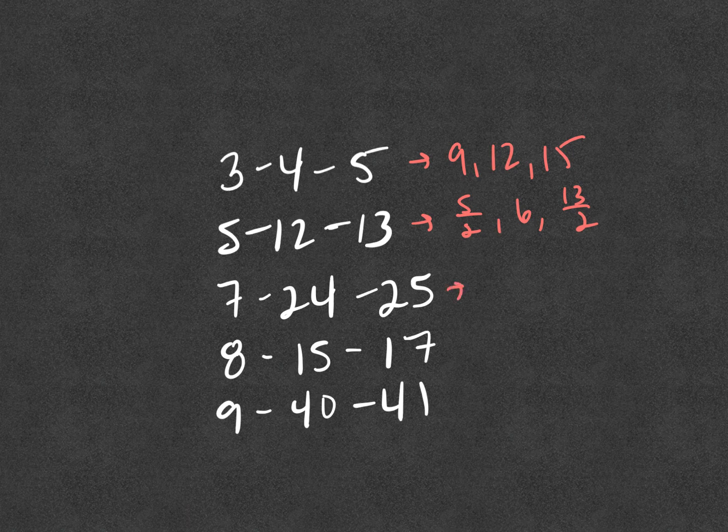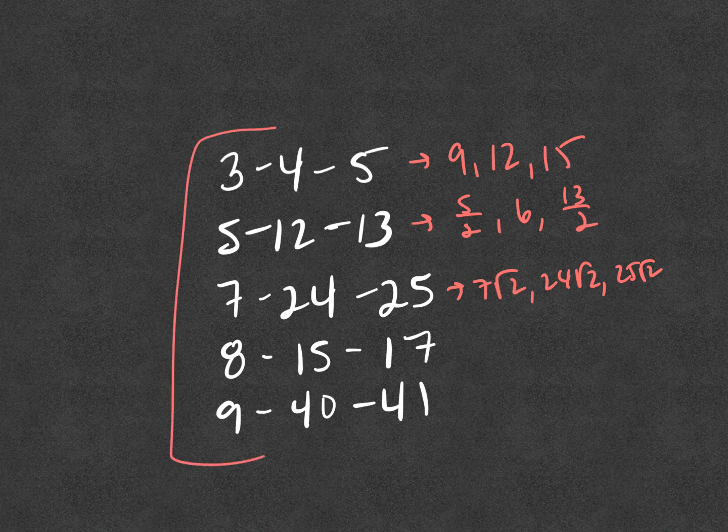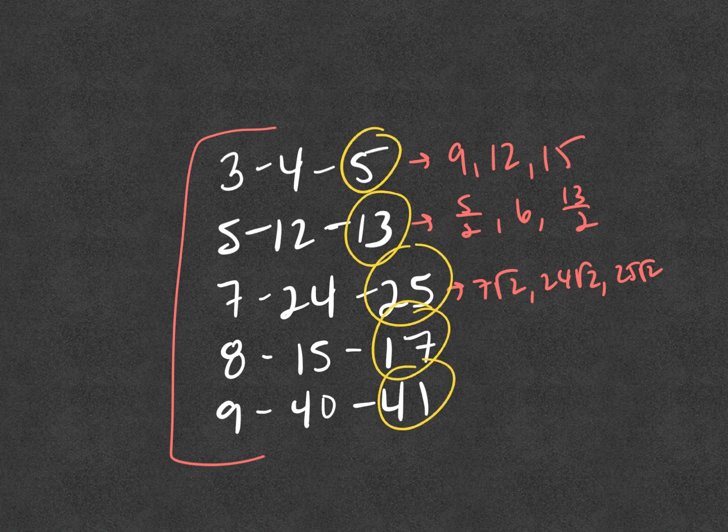We could have a scale factor that's a radical, so 7 root 2, 24 root 2, 25 root 2. So there can be any scale factor as long as when you factor out that scale factor, you end up with one of these triples. You do have to be extra careful that the largest number in the triple is the hypotenuse, aka c in our Pythagorean theorem.